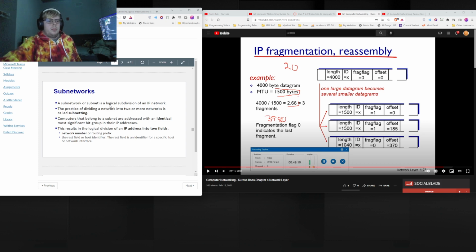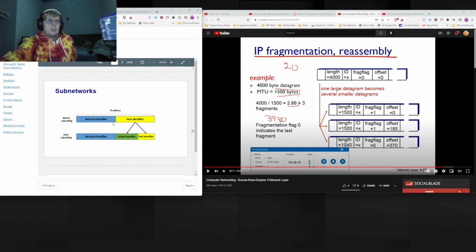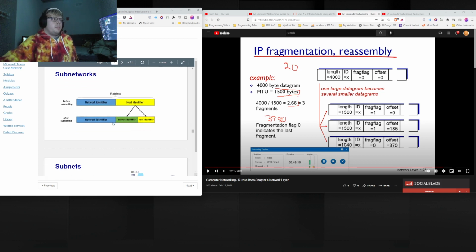The logical subdivision, yeah, that's pretty much it. They're addressed with an identical most significant bit. There was something that was skipped over too, the longest prefix. So I'm gonna go back to that.